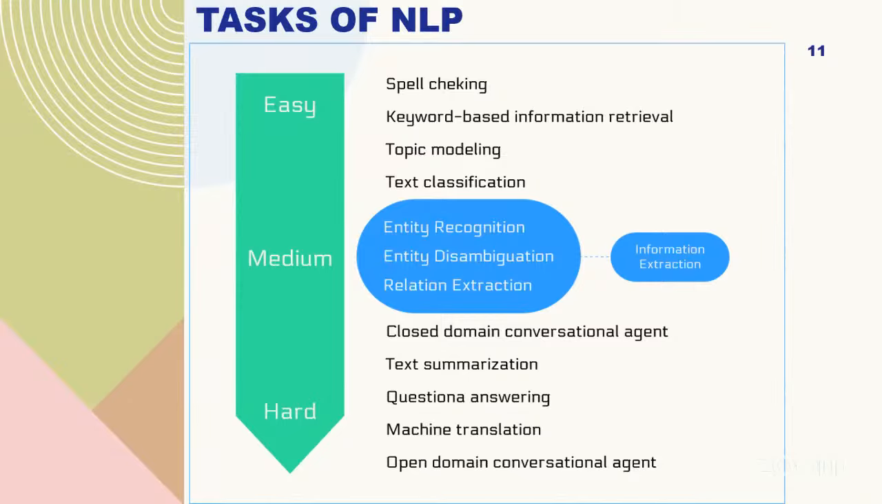So what are the tasks it will do? When we consider the input which is being given, the tasks are categorized into easy, medium and hard. For a basic example, suppose I am giving good morning. It will check the spelling, find out the keywords inside that, then classify with modeling and make it a text classification of what is available. So that we can have it in the easy category.